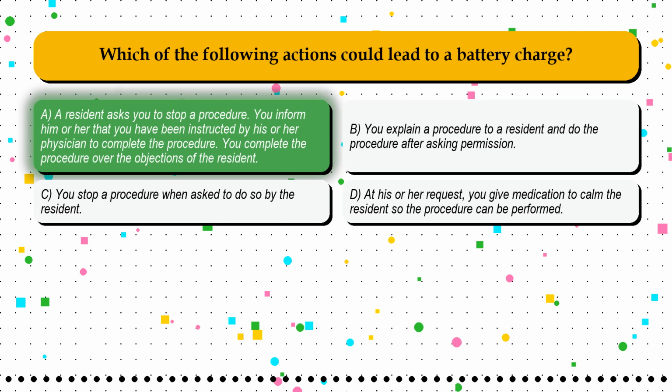The correct answer is option A. A resident asks you to stop a procedure. You inform him or her that you have been instructed by his or her physician to complete the procedure. You complete the procedure over the objections of the resident.